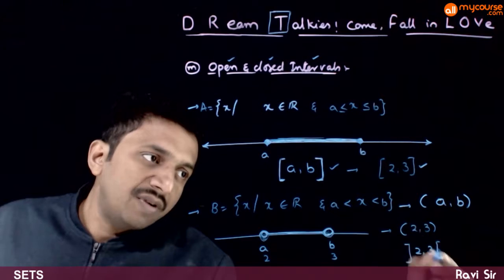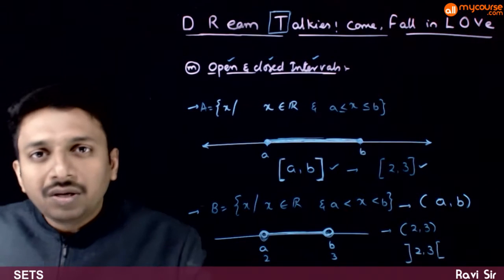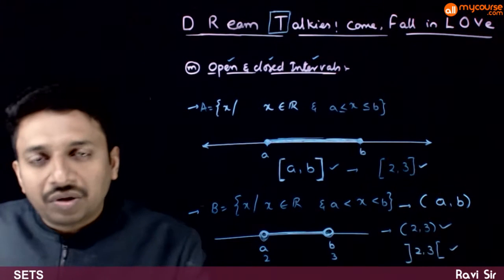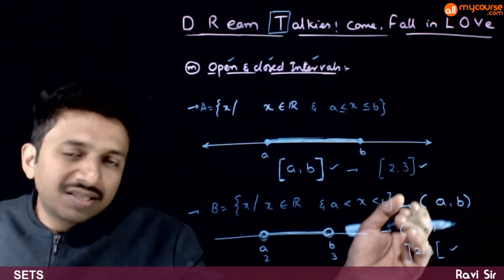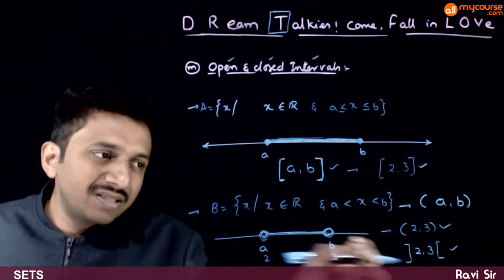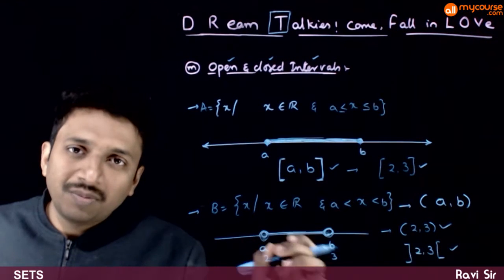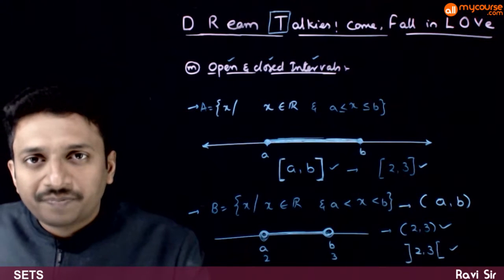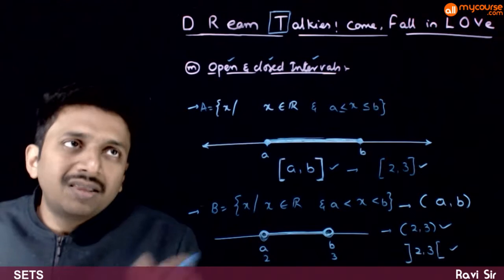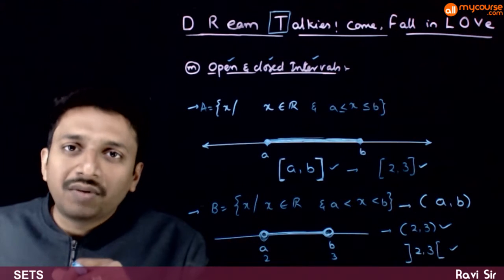A square bracket which opens outward is also notation for open interval. So open interval can be denoted by either this or this. So whenever these two notations come, you need to understand that you're talking about all the real numbers in between these two numbers, but not including these two numbers. So once you understand open interval and closed interval, you can think about semi-open and semi-closed interval also.